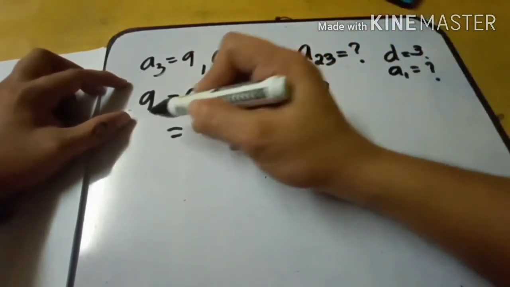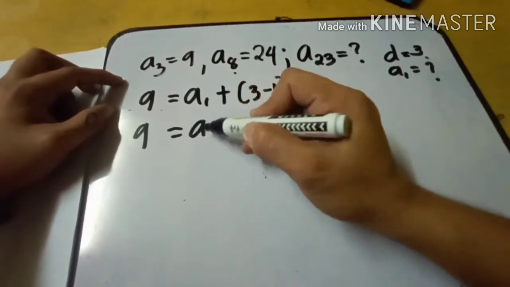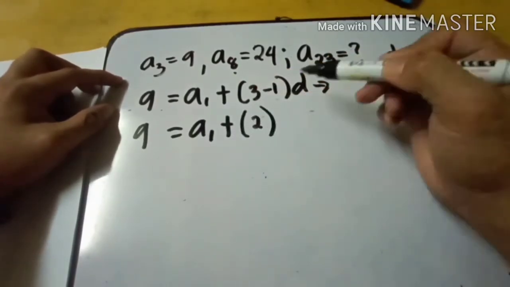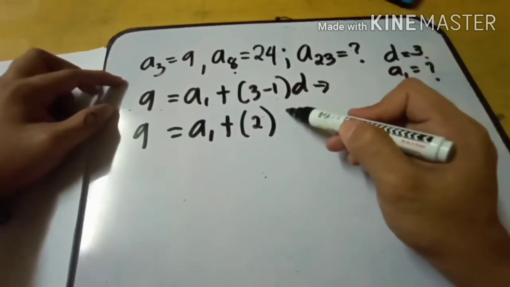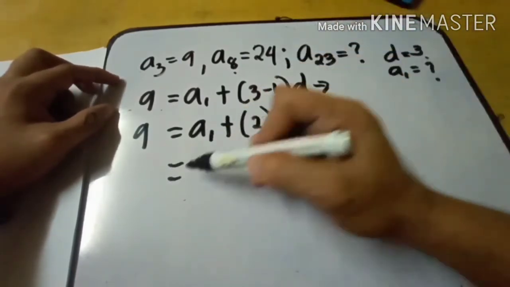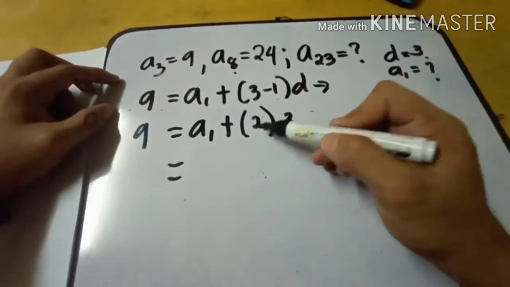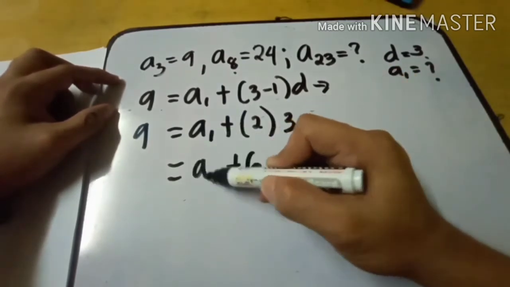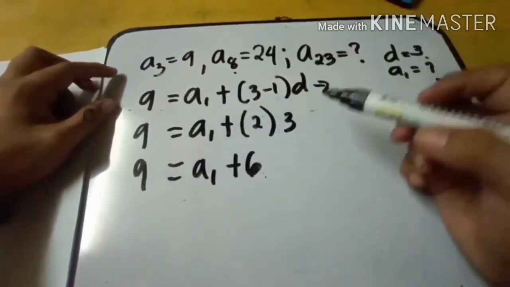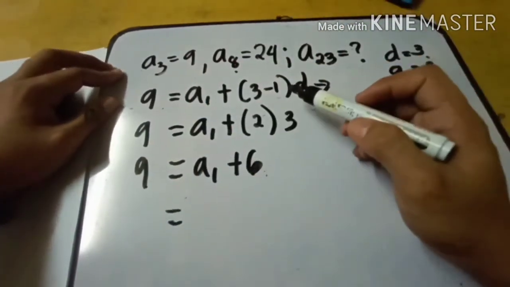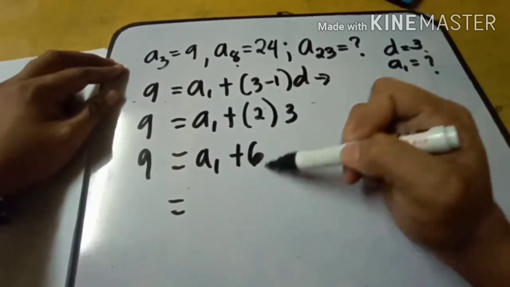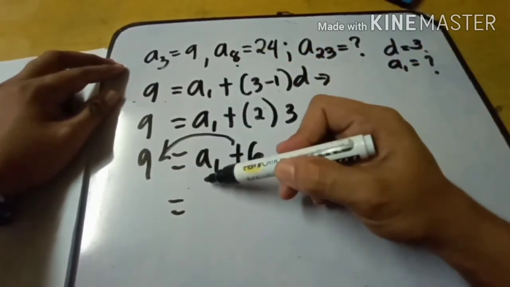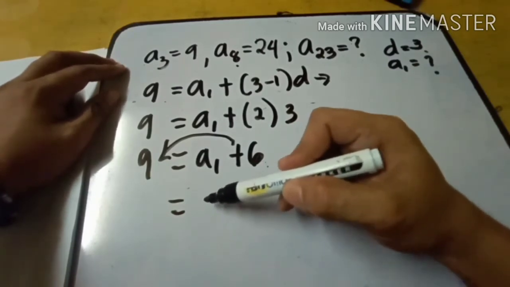So we have first copy 9, then a sub 1 plus. Then 3 minus 1 will also give us 2. Then our d is 3, am I right? So we have here 3. Then we simply multiply this one. So 2 times 3 will give us positive 6 over positive 6. Copy this one and also this one. Then we simply transpose this positive 6 to the left of the equation such that only the a sub 1 is on the right side of the equation.